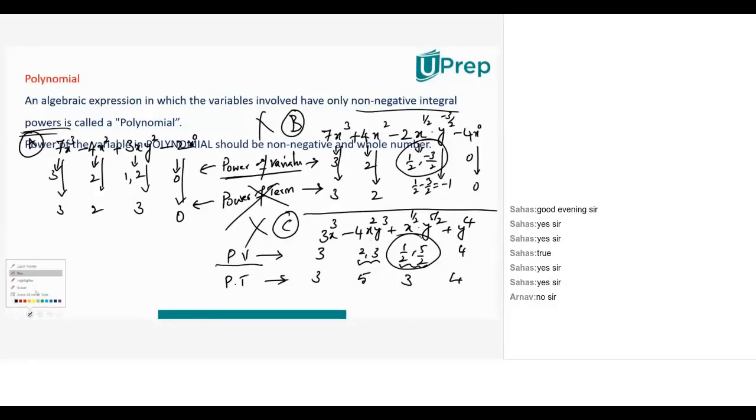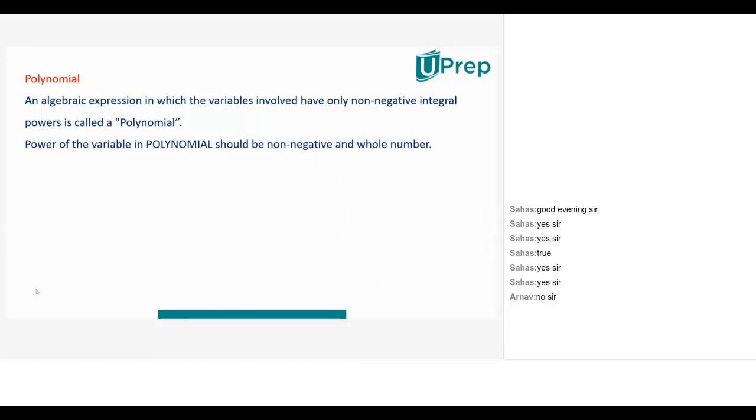The power of the variable in a polynomial should be non-negative and it should be a whole number. It cannot be a fraction. Just another wording for non-negative integral. Integral is nothing but whole number only. Non-negative whole number means it can be 0 and it can be any integer above 0. That is positive integers including 0. See, there are two ways of saying non-negative integral.